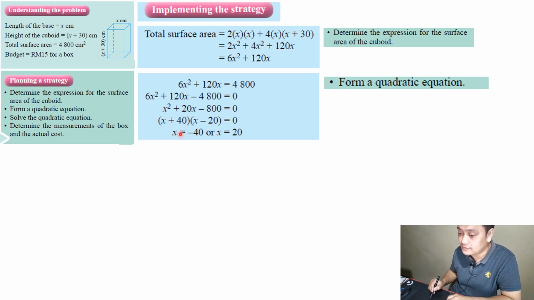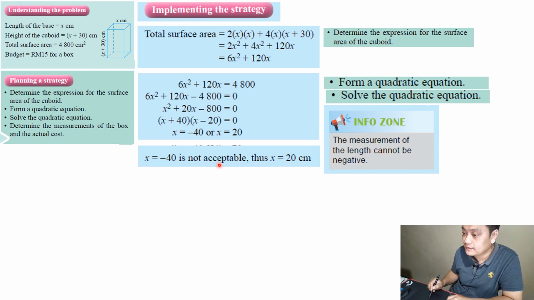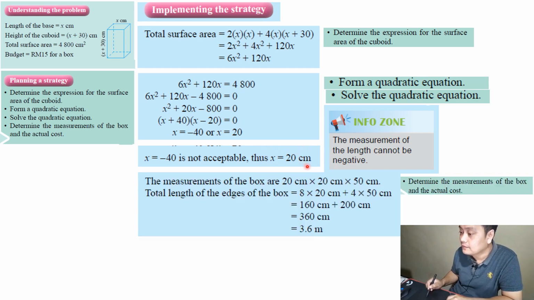Therefore, the value of x is equal to negative 40 or x equals 20. But remember, x equals negative 40 is not acceptable. Why? Because the measurement of length cannot be negative. So the answer for the root is x equals 20 centimeters. Okay, the next step, you determine the measurement of the box, then the actual cost. The measurement of the box is 20 times 20 times 50, because x equals 20, so 20 plus 30 is 50.